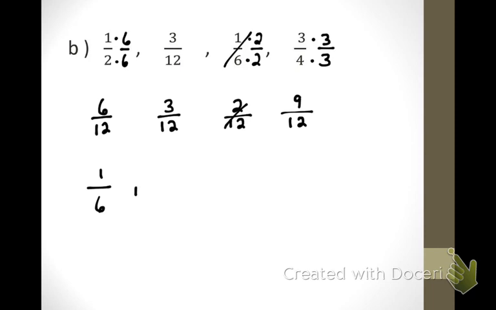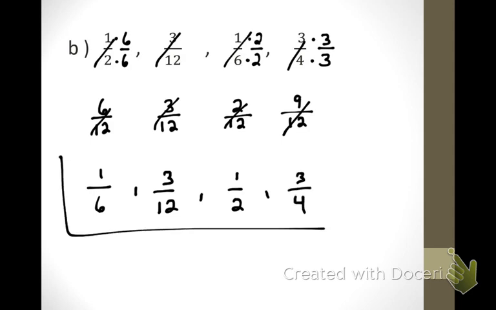Next up, we know that 3/12 is the next tiniest, which was actually its original form. And then my next one is 6/12 or 1/2. And finally, 9/12 or 3/4. Then go ahead and box that in. All right, so that is how you are going to put fractions in order from least to greatest.